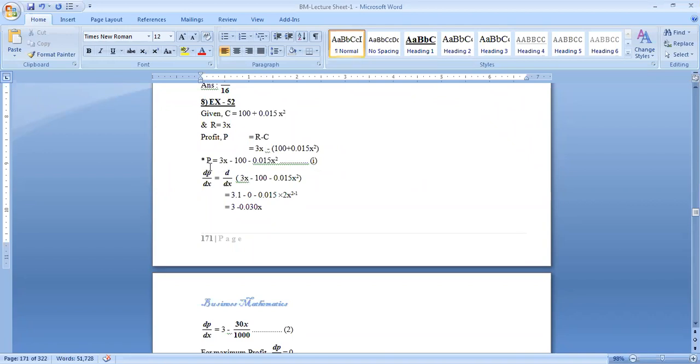Now we have to find the first derivative. The first condition is to find the first derivative. Here P is the profit, that means this is the dependent variable, and x is the independent variable.